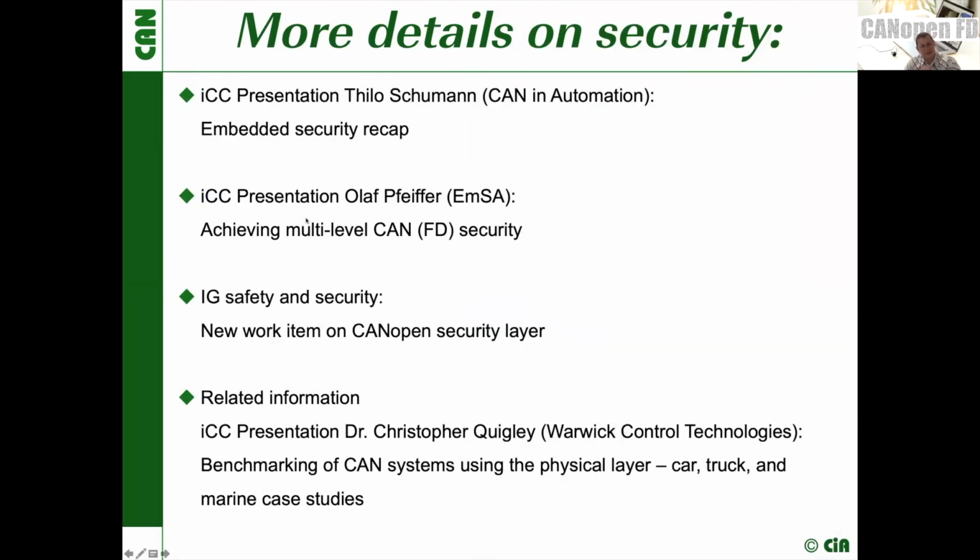Also, the ICC had shown that we can deal in the CANopen environment with cybersecurity issues. Mr. Thilo Schumann gave a short recap on embedded security, and that you have to do some reassessments, which general security controls exist, what the threat models are, and so on.